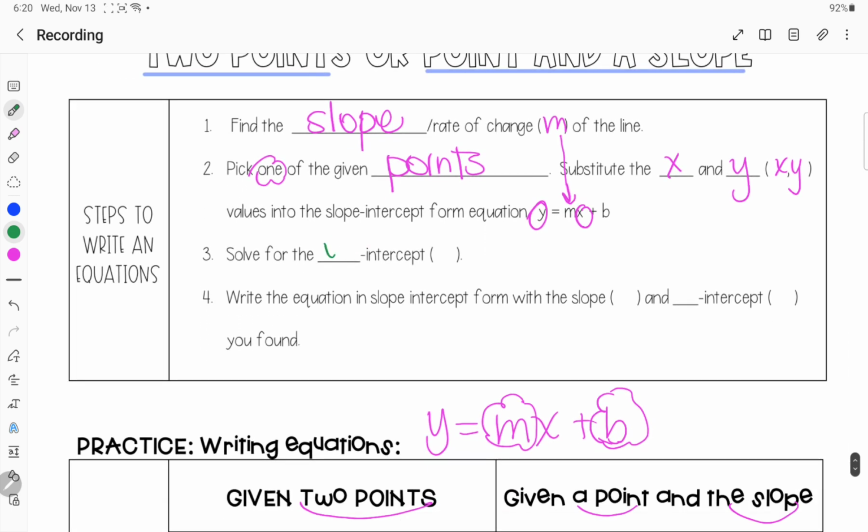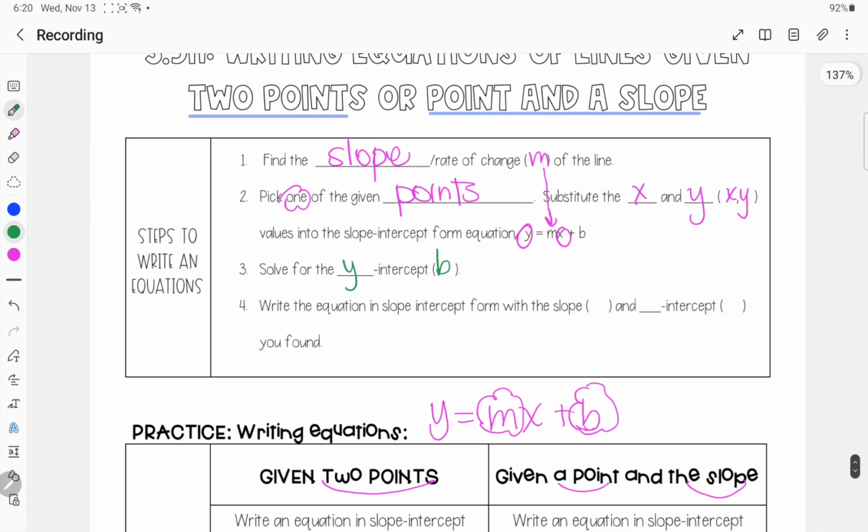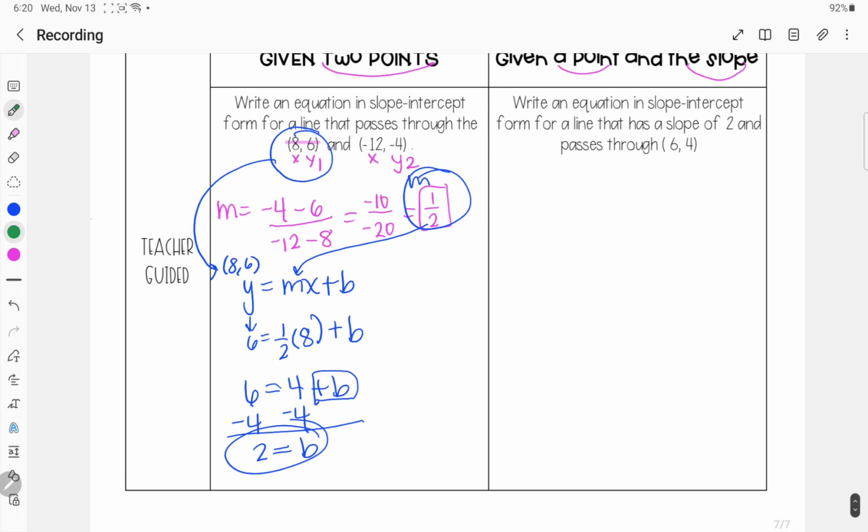Well, solve for the y-intercept, which was b, which is what we just did when we plugged all that in. And then we're going to write the equation in slope-intercept form. So we need m and y-intercept, which is our b, and it's going to be in the form of y equals mx plus b. So now that I have my m and my b, I'm going to write y equals m, which was 1/2, x plus my b, which was 2. And I'm done. So you just got to plug it in and solve. Plug it in, plug it in, plug it in.